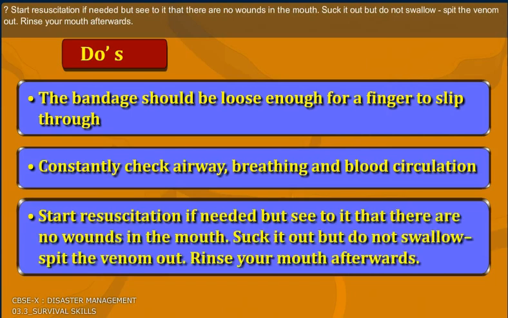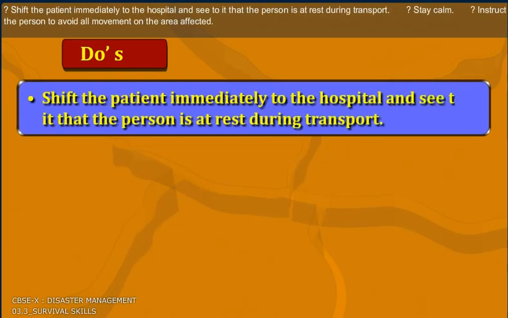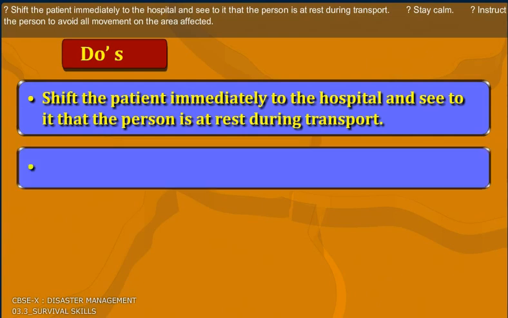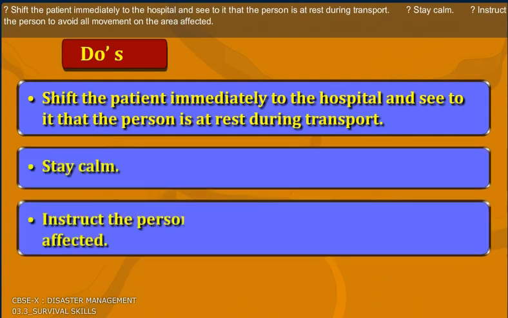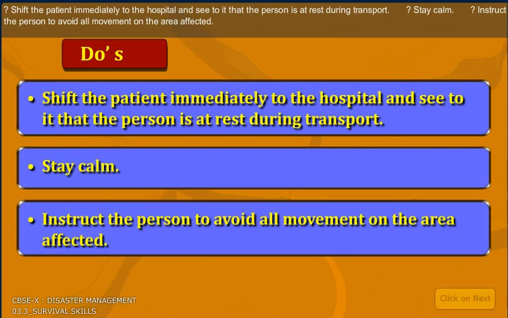Start resuscitation if needed, but see to it that there are no wounds in the mouth. Suck it out but do not swallow. Spit the venom out. Rinse your mouth afterwards. Shift the patient immediately to the hospital and see to it that the person is at rest during transport. Stay calm. Instruct the person to avoid all movement on the area affected.